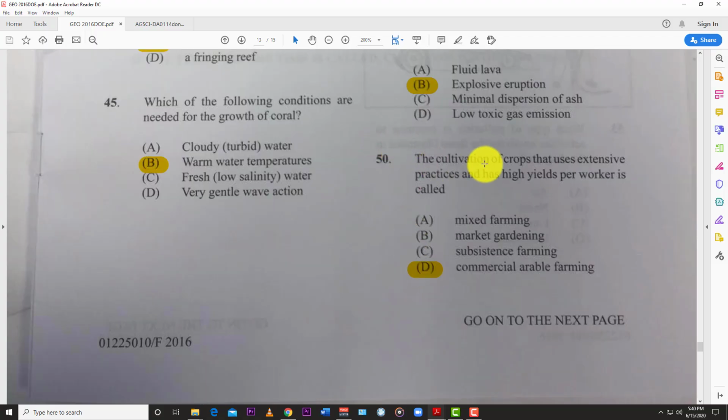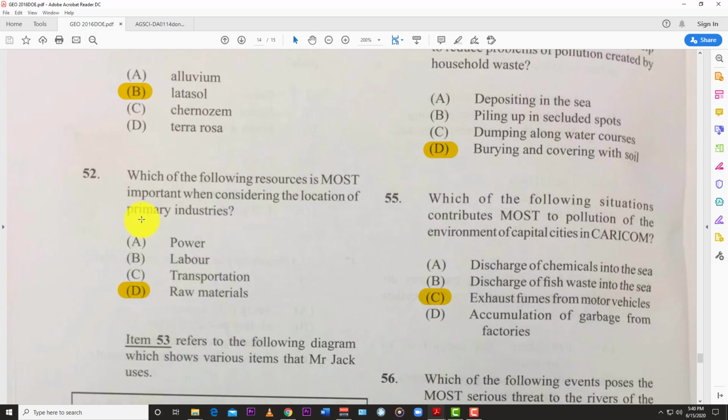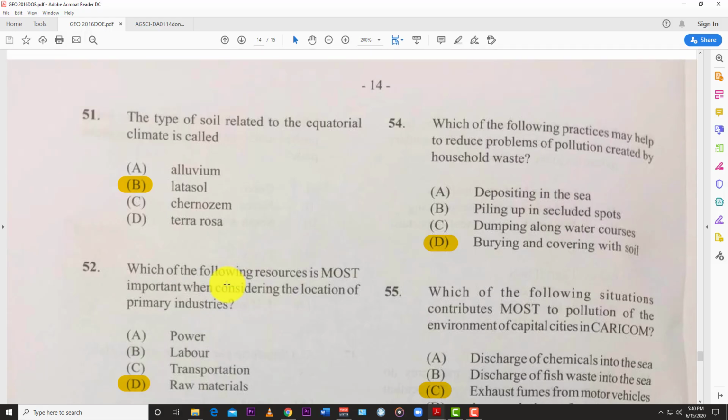Number 50. The cultivation of crops that uses extensive practices and a high yield per worker is called D, commercial arable farming. 51. The type of soil related to the equatorial climate is called, and the answer is B, lateral. Number 52. Which of the following resources is most important when considering the location of a primary industry? And of course the answer is D, the raw materials.